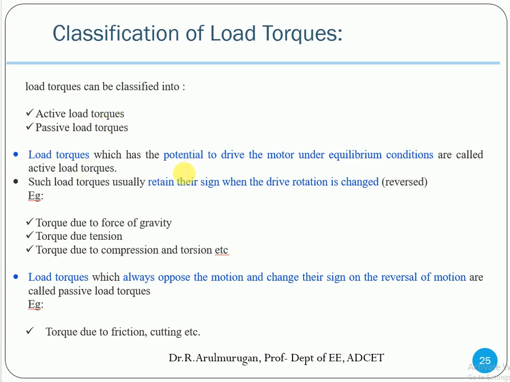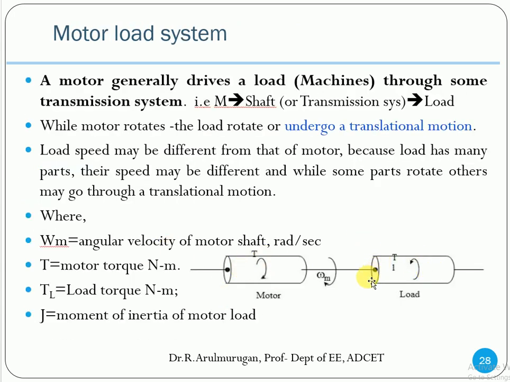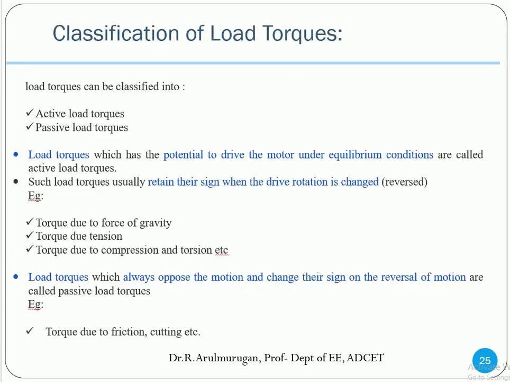The motor is coupled to the load, and it will drive the load. So it has the potential to drive the load. With the help of the motor, it will drive. Under equilibrium condition, it is matched. If it is normally working, that is called active load torque. Simply, you can see this is a motor coupled to the load system. When the motor is rotating, the load will be rotated. If it is rotated, that is called active load torque. That's all.